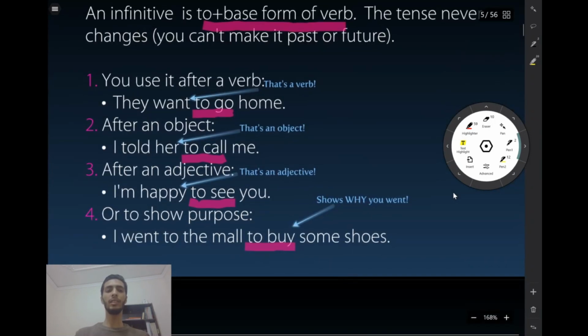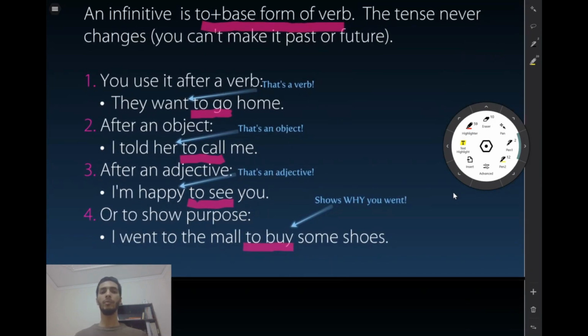Now let's look at the examples we have. Example number 1، الحالات التي يمكن استعمال فيها الانفينيتيف أو مصدر الفعل. الحالة الأولى you use it after a verb.